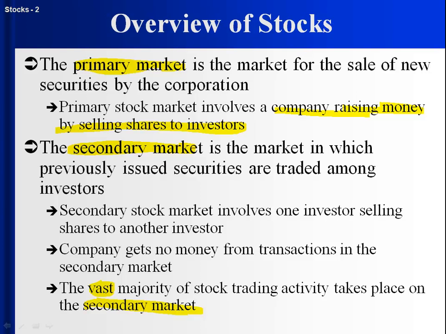When a transaction takes place on the secondary market, the company gets no money. One investor has the shares, sells them to another investor, so one investor gets money and the other gets shares. There are exchanges and mechanisms for handling all this, but the bottom line is all the money and shares are exchanged among investors. The company is out of the loop in the secondary market.